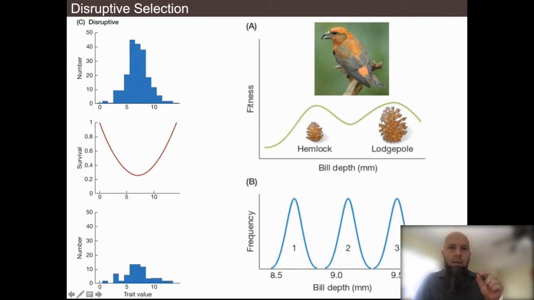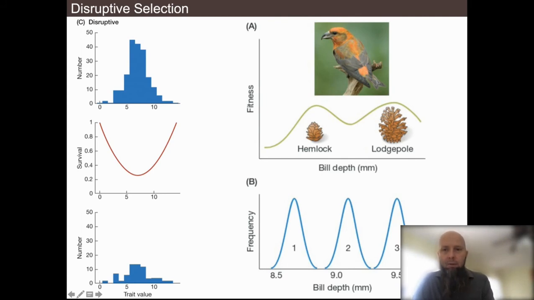So those intermediate values have the lowest survival, okay? And so the frequency of these different beak sizes will change over time, okay? So in the example in your text, they talk about these populations that have an average illustrated by peak 1, 2, or 3. Peak 3 is fine, right? If that's the average of a population and they have access to lodgepole pines, they're fine.